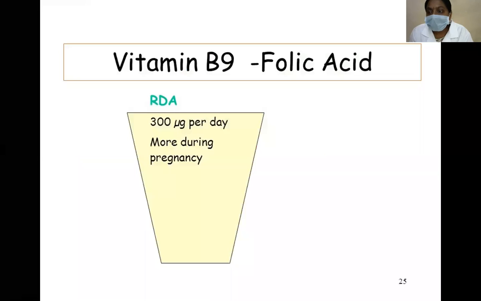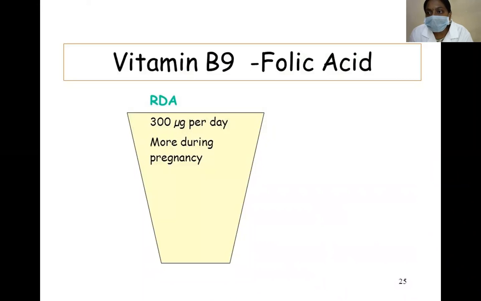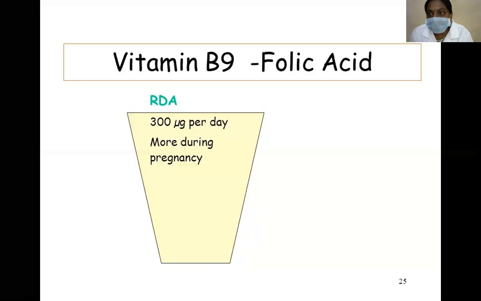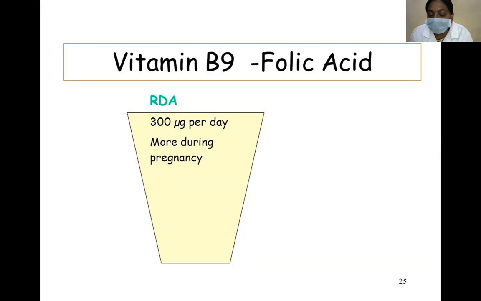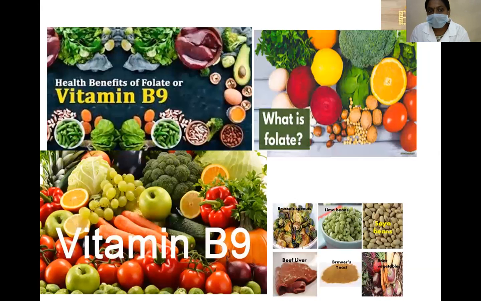The normal RDA of folic acid is 200 micrograms per day, but in pregnancy 300 micrograms of folic acid is required. Good or moderate sources of folic acid are mostly green leafy vegetables.